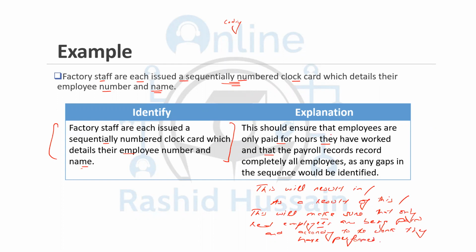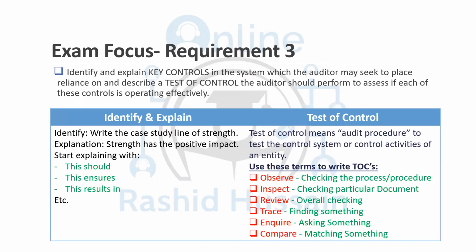So this ensures that employees are only paid for the work they have done, and that the payroll records completely record all employees, as any gaps in the sequence would be identified. Or in other words, you can say this will make sure that only real employees are being paid and according to the work they have performed.